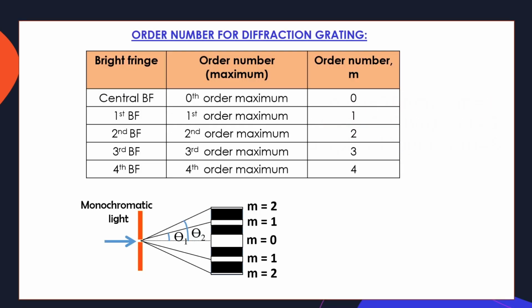So this is the table of the order numbers for a diffraction grating. For the diffraction grating, we have the zeroth order maximum, m equal to 0. At angle theta 1, we will observe the first bright fringe, or first order maximum, and at angle theta 2, we will observe m equal to 2. So in order to calculate the maximum order that we can observe on the screen, we need to calculate the number of orders by using the equation.